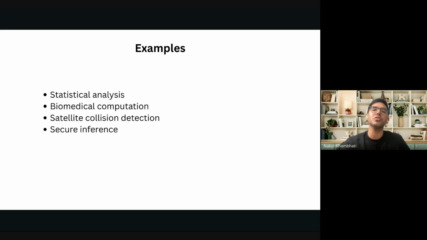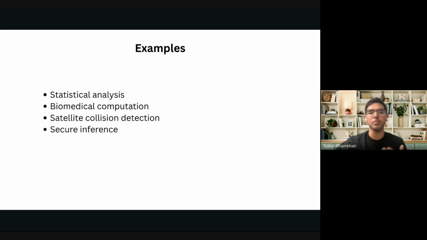And MPC has also been used in satellite collision detection, where governments don't want to reveal the exact position of their satellites, but they still want to know if their planned trajectory might lead to a crash. And finally, MPC can be very useful in AI. Consider just one example where you have a server that's holding the weights of some large language model. You have a user with a sensitive query.